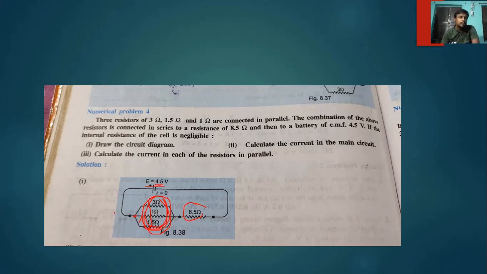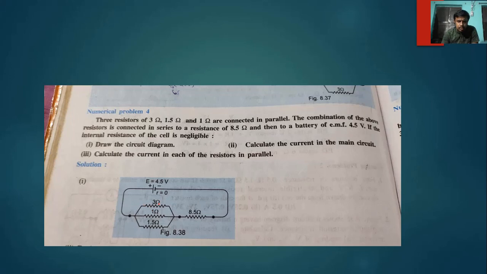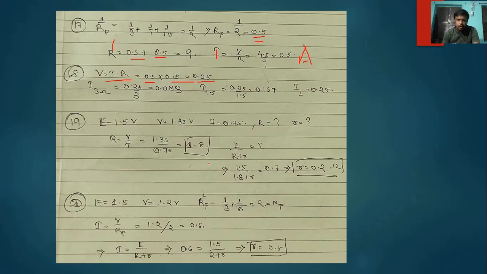So how will we calculate that? Here the current would be, suppose, I1, this would be I2 and this would be I3, and we know that I is equal to I1 plus I2 plus I3. So for this I1, we know the potential difference, that is 0.25 volt.